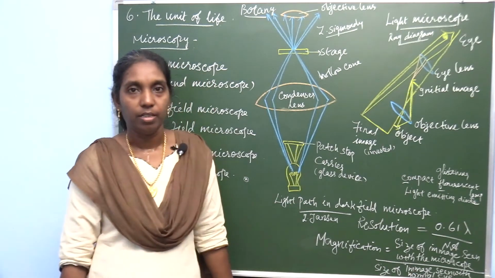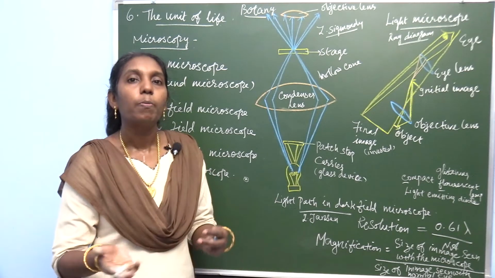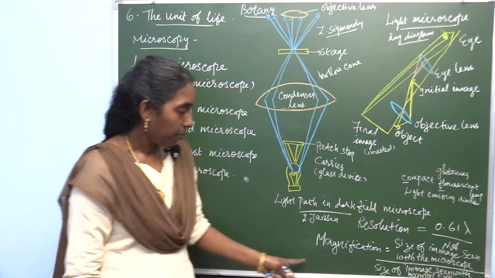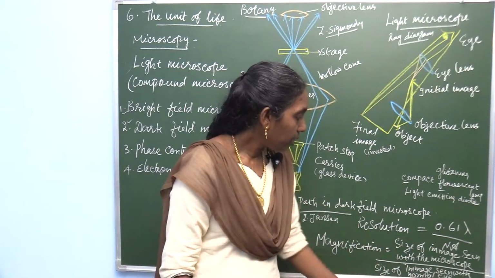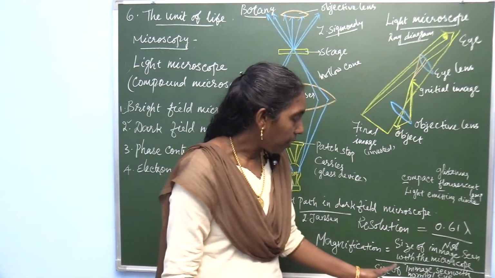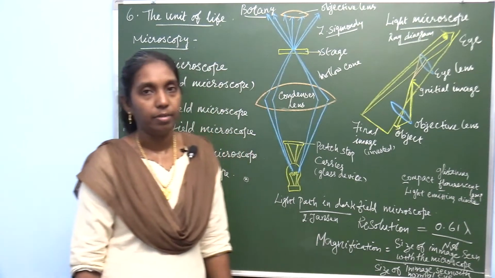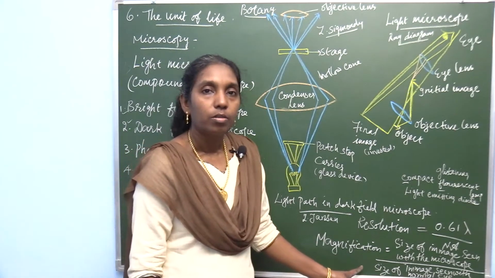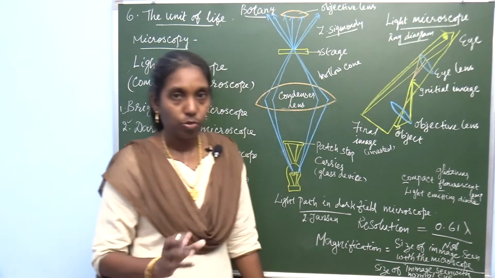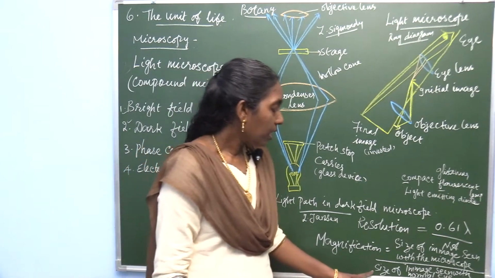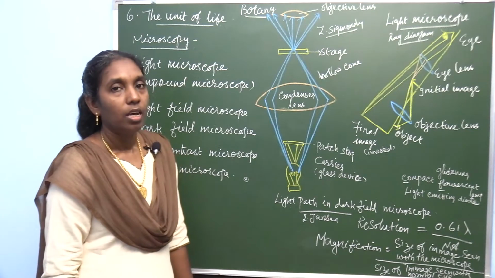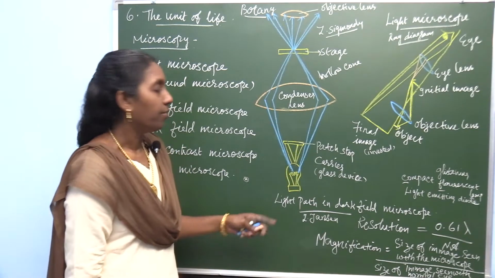Then magnification, which magnifies the image. Magnification is calculated as the size of the image seen with the microscope divided by the size of the image seen with the normal eye. Now let us see this bright field microscope.